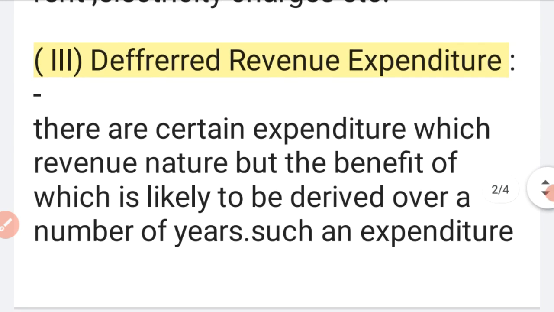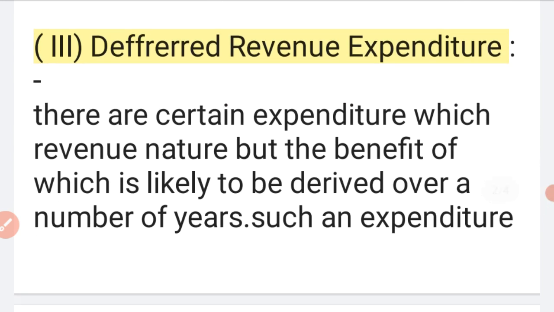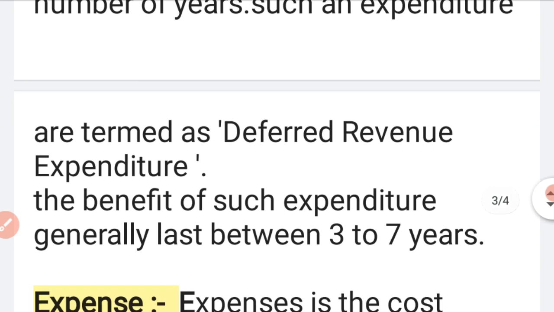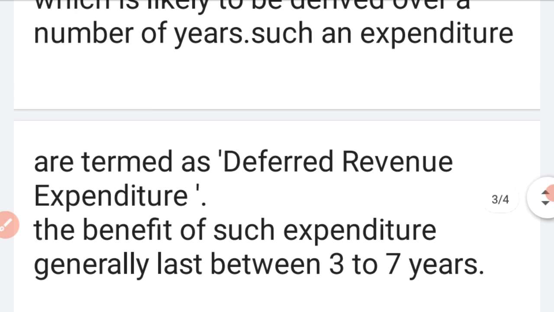So now the third one is the deferred revenue expenditure. These types of the expenditure are also very important, and these also look like the revenue expenditure, but the benefit of which is likely to be derived over a number of years. The certain expenditure may be the huge expenses on the advertisement. Such an expenditure is termed as the deferred revenue expenditure. The benefit of such expenditure generally lasts between 3 to 7 years.